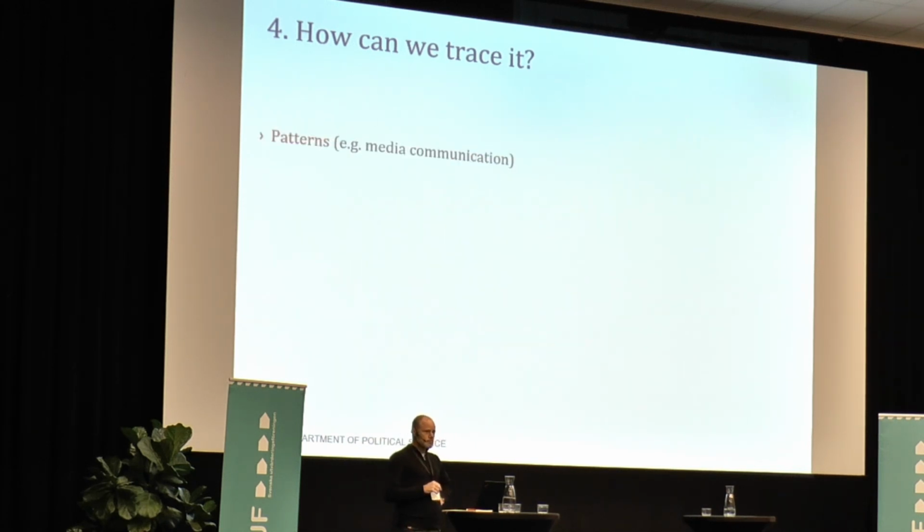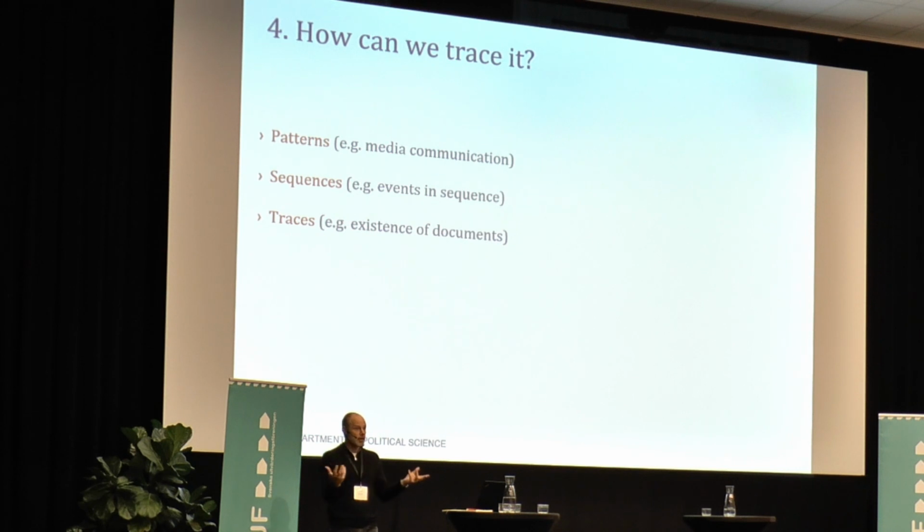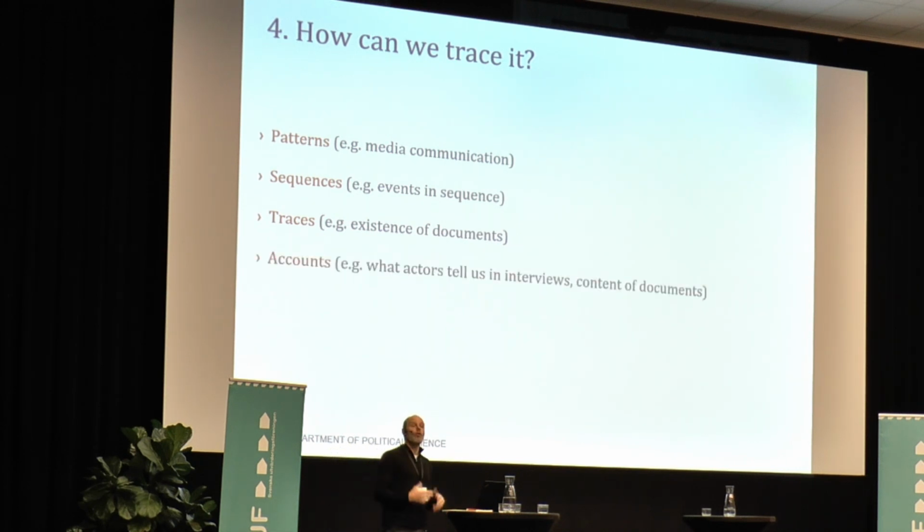Very briefly, in process tracing, you would have a broader understanding of evidence, much more like in a criminal investigation. It's basically anything that tells us something. It could be patterns, media communication patterns over time, sequences, people, events in a particular sequence. It could be just a document existing, which might be evidence, depending upon your process theory. Or what we typically think about as evidence: accounts, what actors tell us, the content of documents. But the point here is there are a lot of other types of evidence that can be relevant. So also being creative.